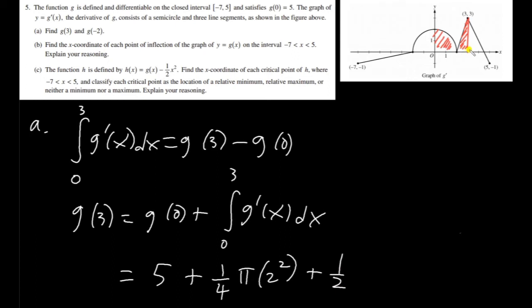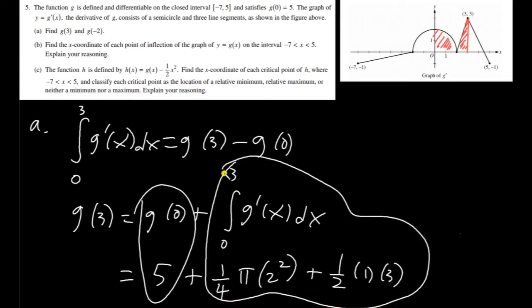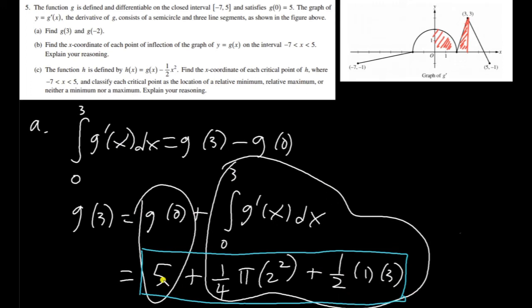The base is 1, the height is 3. So it's going to be 1/2 times 1 times 3. So these go together, and these go together. Either way, our final answer is this. Okay? So that is the correct answer. It is worth 2 points.